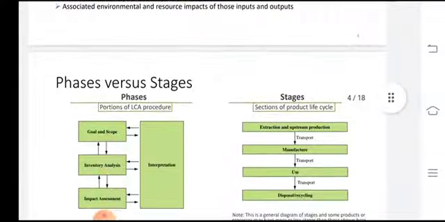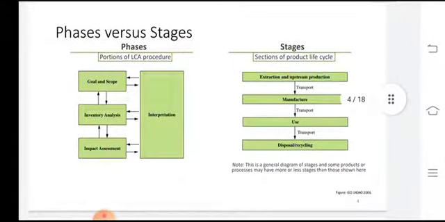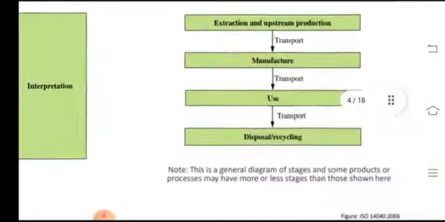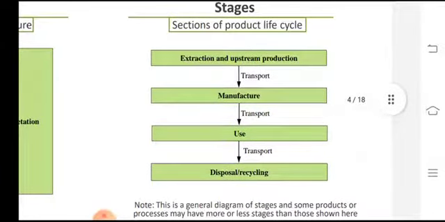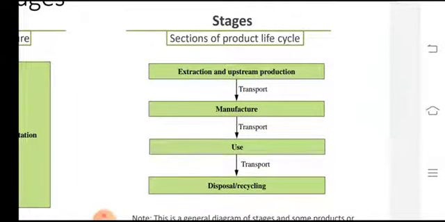That's why, moving forward, here we have some phases versus stages. So what could be the stages? Let's talk first about this stages portion. First of all, the extraction and upstream production, and then transferring of the material, and then manufacturing, and then utilization, and then the final disposal. So all these stages are included in the life cycle of the product.